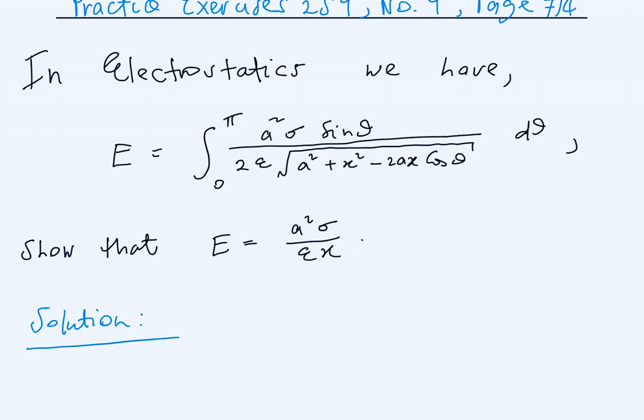In electrostatics, we have this integral, and what we have to do is show that this integral of the electric field is equal to a squared multiplied by sigma divided by epsilon multiplied by x. So we have to show that E is equal to this over here. We have to prove this by evaluating the integral. All right, so let's go ahead and do that.